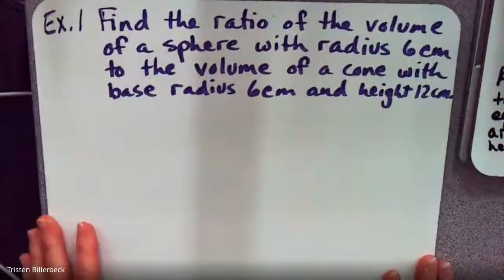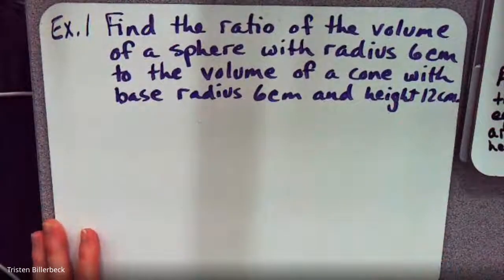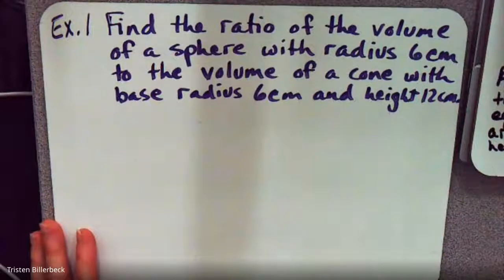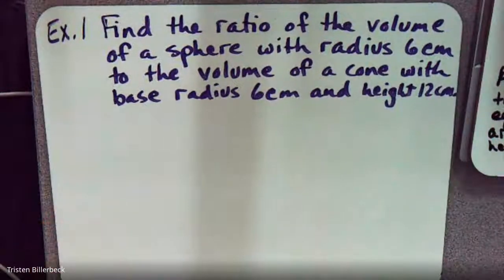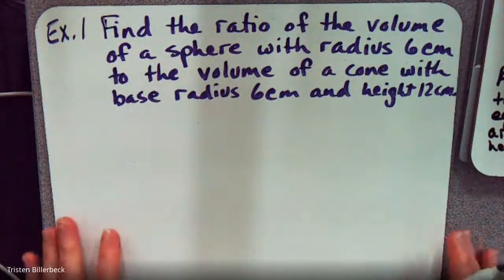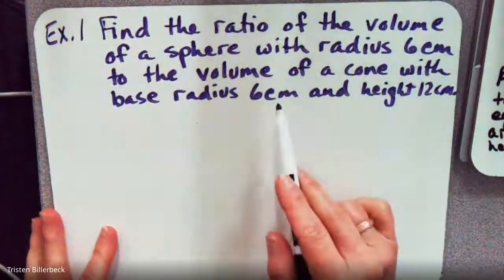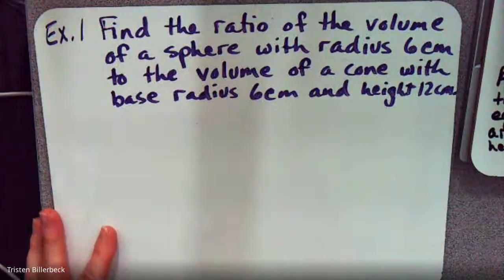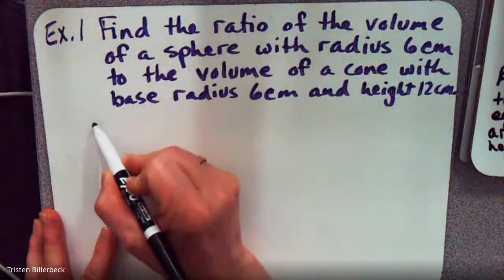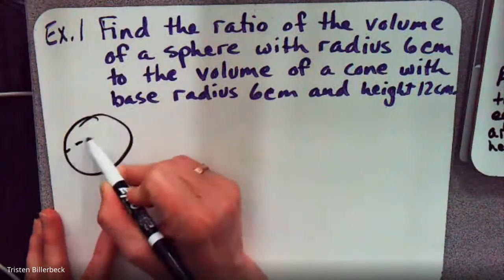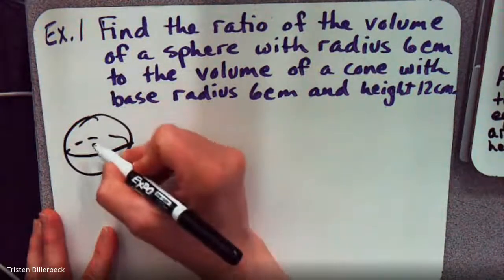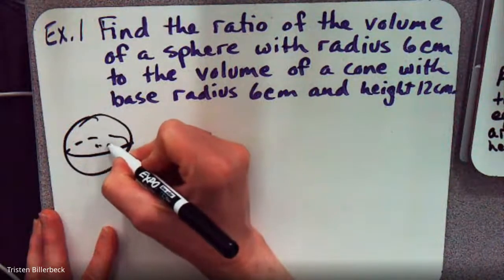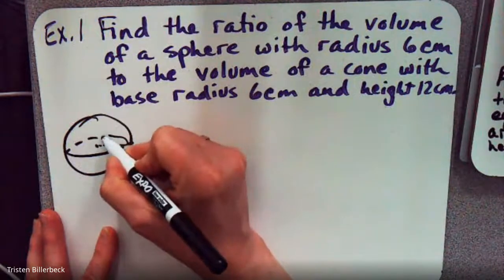Okay, so now what we're going to do is a few examples. So find the ratio of the volume of a sphere with a radius of 6 centimeters to the volume of a cone with a radius of 6 centimeters and a height of 12. Well, a picture is worth 1,000 words, so we draw a picture. So we have our sphere, and then the radius of our sphere is 6 centimeters.